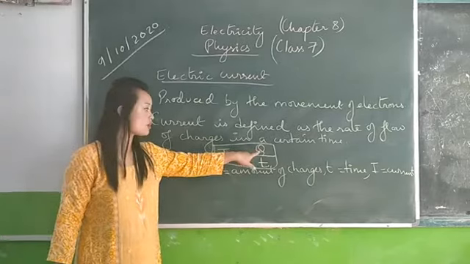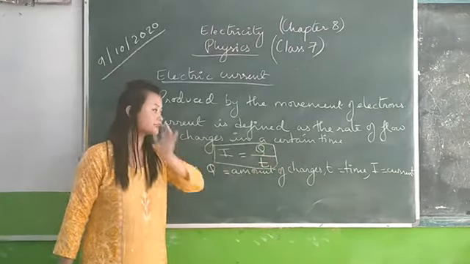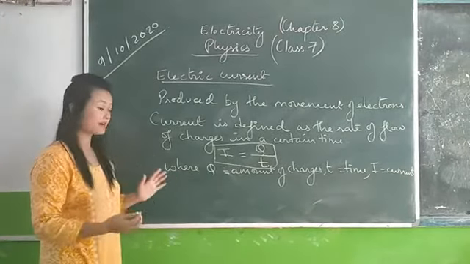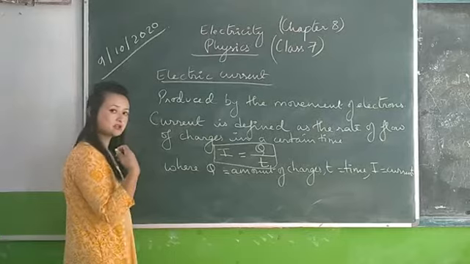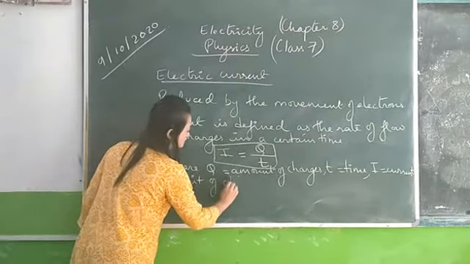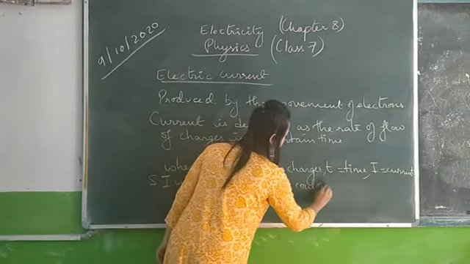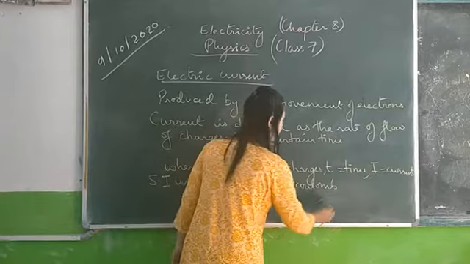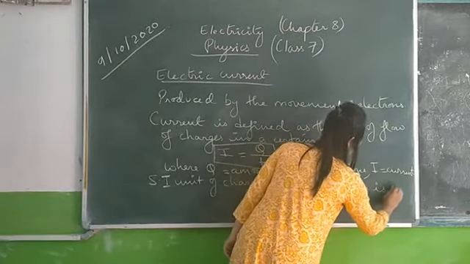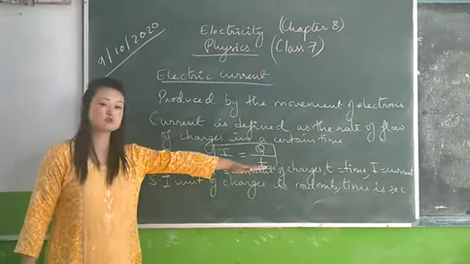And what does Q stand for? Q stands for amount of charges. What does T stand for? T stands for time. Now from here we have to find the SI unit of current. So before we come to the SI unit of current, let us discuss the SI unit of charge. The SI unit of charges is coulomb. The SI unit of time is, you know very well, second. So from here the SI unit of charges is coulomb and the SI unit of time is second.